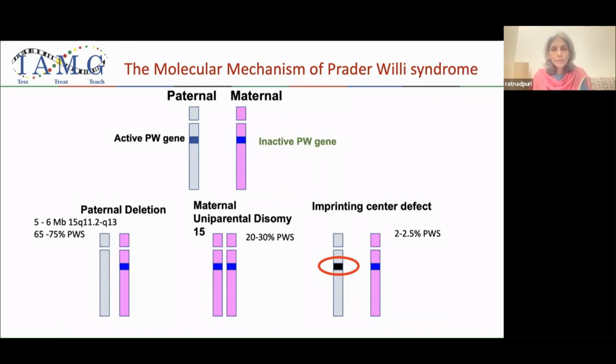The third mechanism is an imprinting center defect, which means that the head of the control of these imprinted genes, the imprinting center, has a defect. Because of that defect, it impacts the active Prader-Willi gene. This is seen in 2 to 2.5% of patients who have Prader-Willi syndrome.